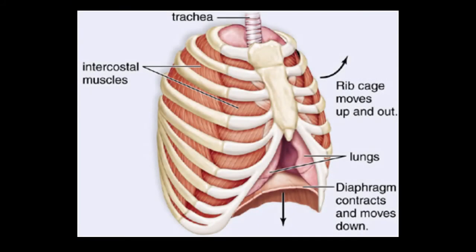Encasing the lungs are 12 pairs of ribs making the rib cage. That's to protect the lungs and the heart from trauma. In between the ribs are muscles called the intercostal muscles, which can contract to lift the rib cage up, helping you breathe. The bottom of the thoracic cavity is lined with a dome-shaped band of muscle called the diaphragm. The muscle contracts downward when inhaling and relaxes back to dome shape when exhaling.